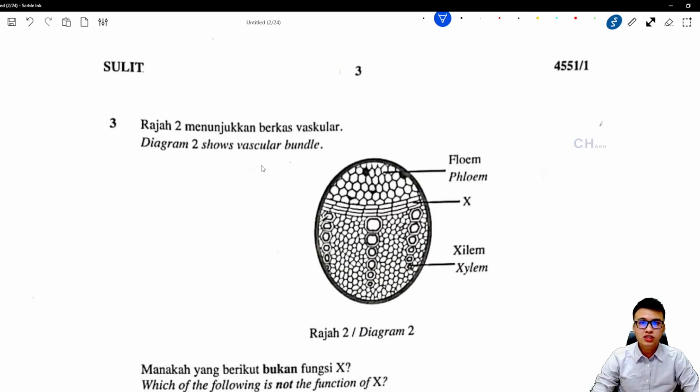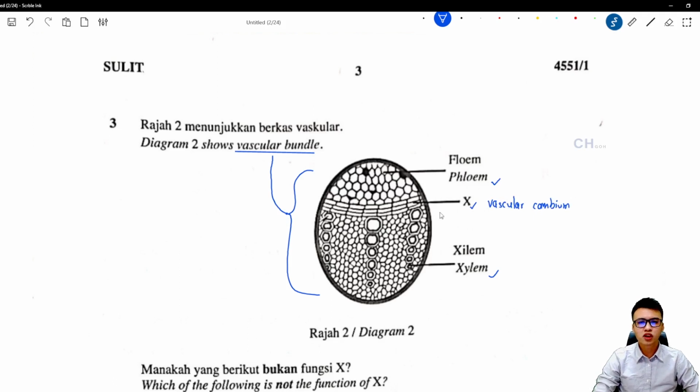Diagram 2 shows a vascular bundle. When we are talking about the vascular bundle, it refers to the whole thing here. Inside the vascular bundle, we have the phloem, xylem, and also structure X. Now you can see structure X is in between the phloem and the xylem, which means that X must be the vascular cambium.